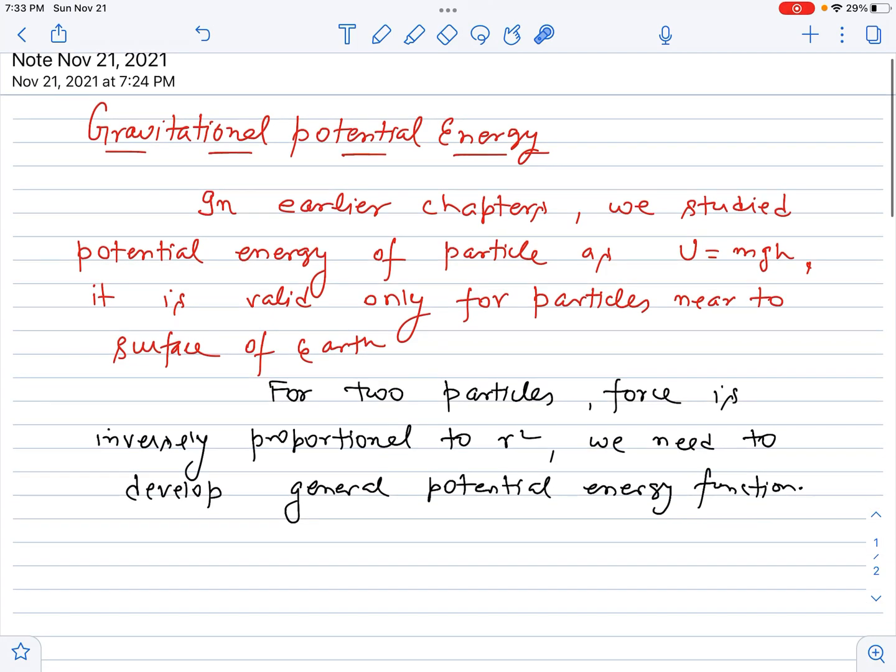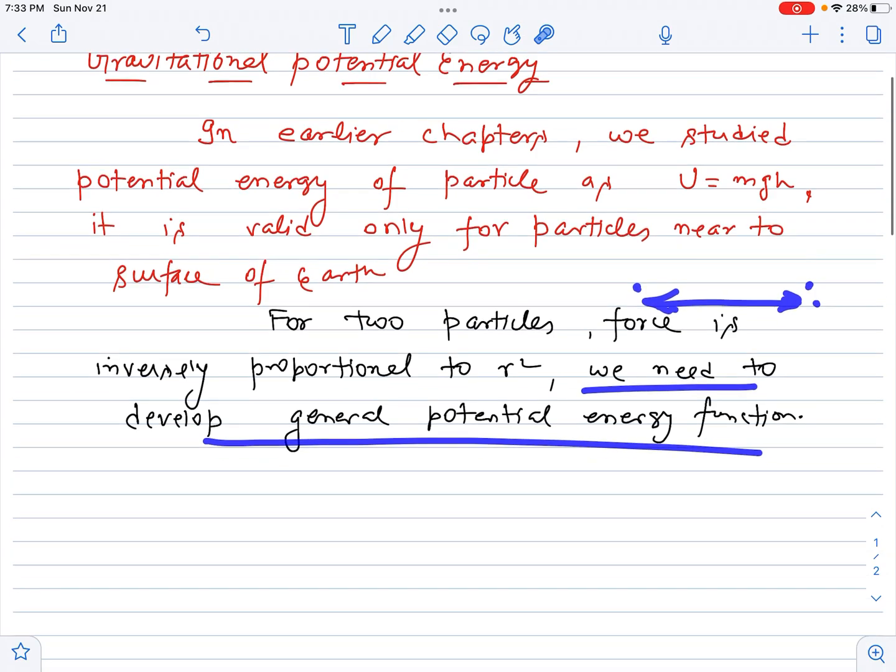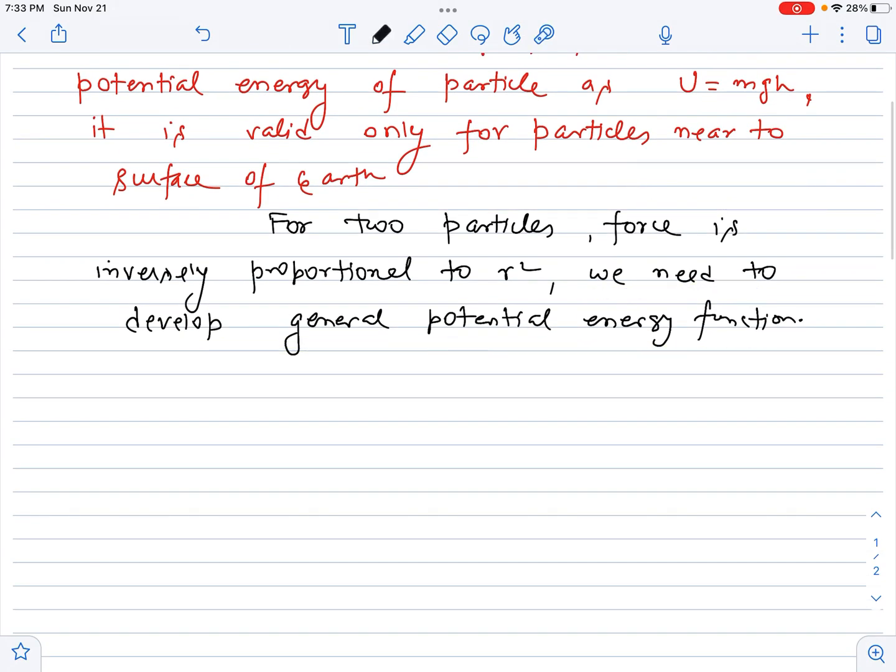Now, if we focus on a two particle system, we can say if there are two particles which are point masses, force is inversely proportional to the distance square, and gravity varies as the distance between the particles varies. We need to develop a more general potential energy function in this case. So we are interested to find the potential energy of two particles, one is m1, one is m2, and they are placed at some distance r.